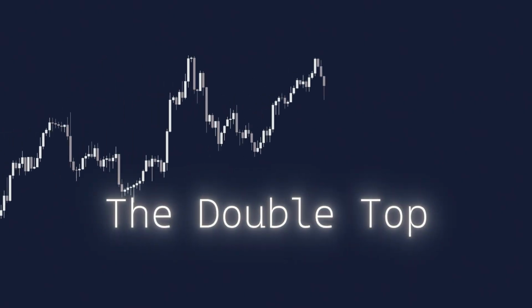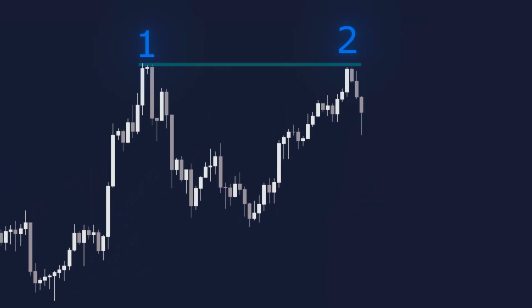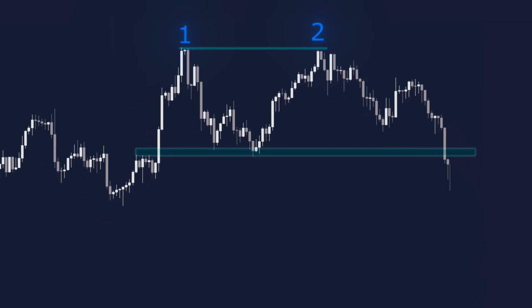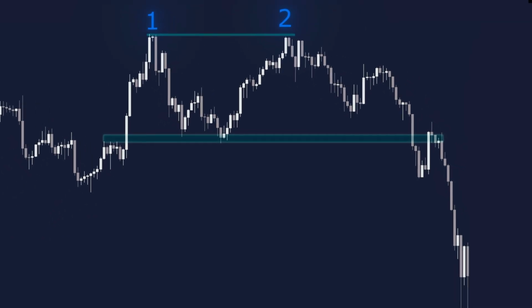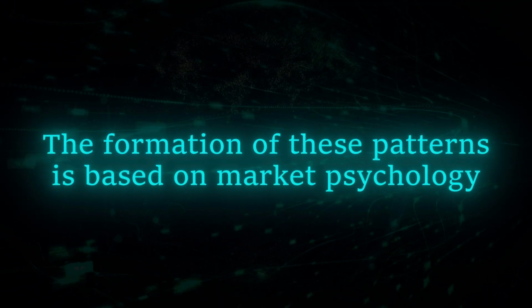The double top, a bearish pattern, occurs when the price makes two consecutive similar highs, followed by a drop below the support level that links them. This pattern suggests an exhaustion of the uptrend and the possibility of a downward reversal. The formation of these patterns is based on market psychology.